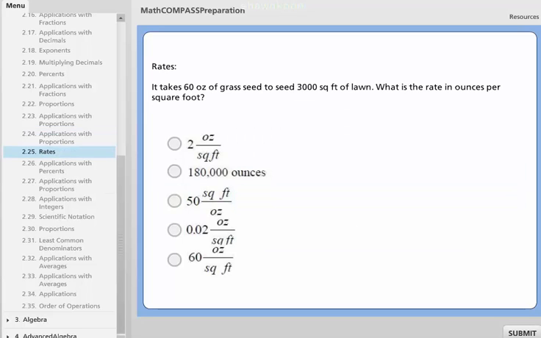So the next one, 2.25. It takes 60 ounces of grass seed to seed 3,000 square feet of lawn. What is the rate in ounce per square foot?